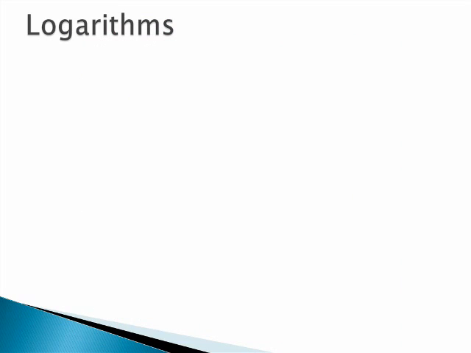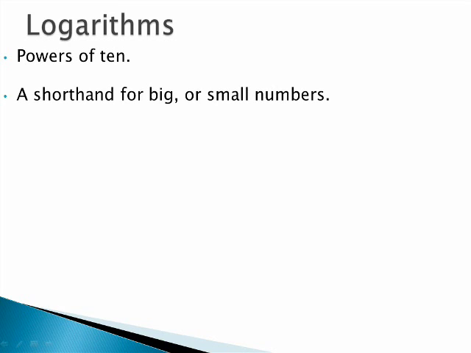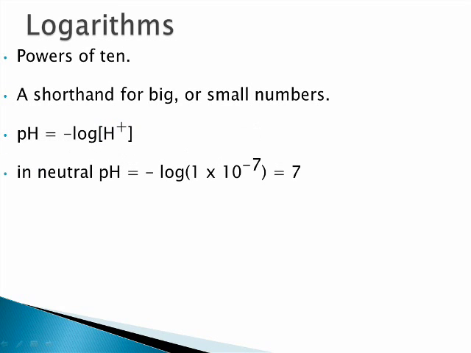Now logarithms are big in the pH world, big in the acid and base world. Logarithms are based on powers of 10, and they are really just shorthand for very big or small numbers. So how we get the pH is by this equation: it's minus the log of the concentration of the hydrogen ion. We just take the minus log of the concentration of hydrogen ions. Now in a neutral pH, remember, pH of 7, it's just minus log of 10 to the minus 7.